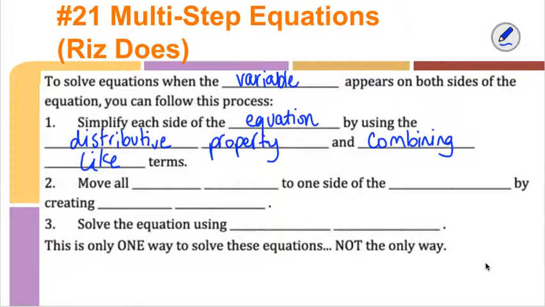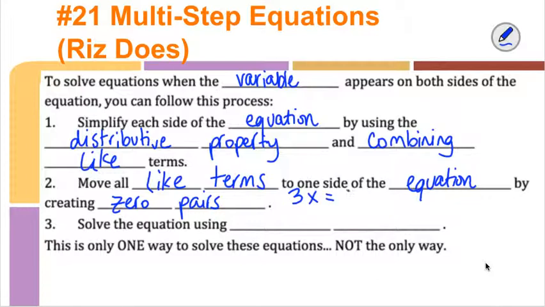The second step in the process is going to be to move all like terms to one side of the equation, and we're going to do that by creating zero pairs. So basically what we're saying is that we want all the variables on one side and we want all the single numbers. So like let's say you have 3x equals 5x minus 1. You want this 5x and this 3x to be on the same side of the equation, and you want the negative 1 to be by itself. Okay?